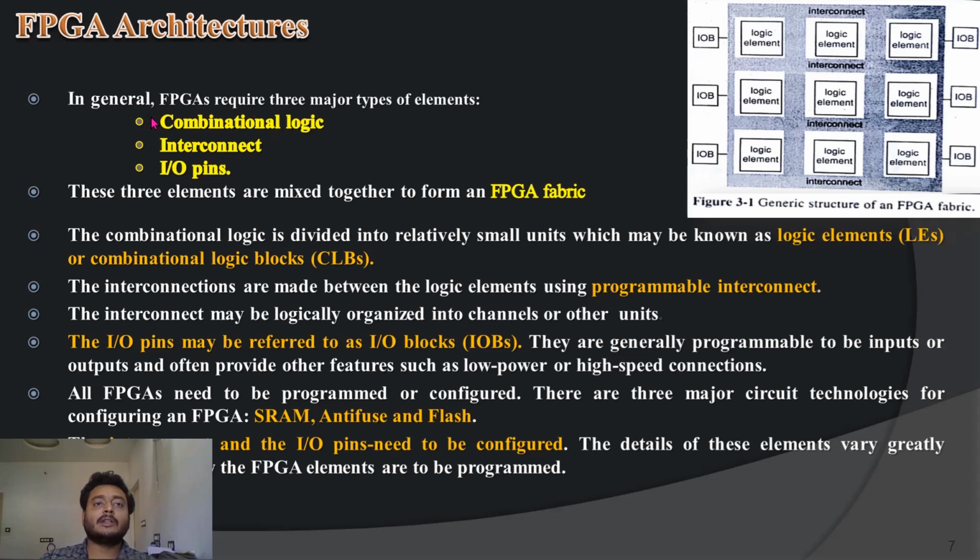An FPGA consists of combinational logic, interconnect, and IO pins, and these three elements together form your FPGA fabric. We'll have logic elements or CLBs, as I said before, in between we have the programmable interconnect, and the IO pins are referred to as IO blocks. FPGAs can use major circuit technologies such as SRAM, anti-fuse and flash. The interconnect and IO pins need to be configured. This was already discussed in the previous session, so if you have not watched it, you can go back and check the architecture in detail.